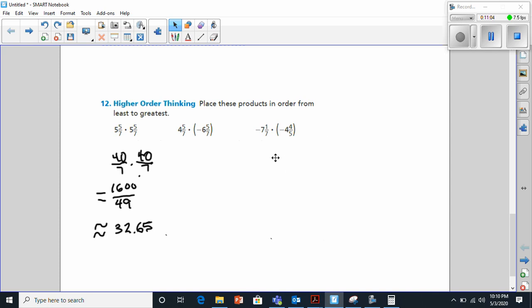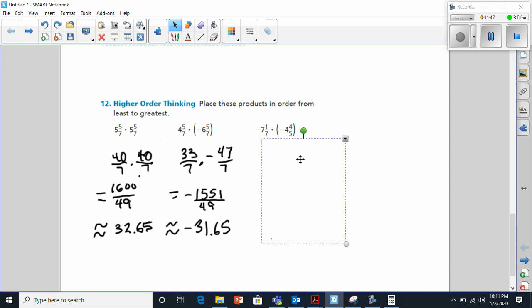Next, when I take the second product, we realize we have 4 times 7, which is 28. 28 plus 5 gives us 33 over 7. And since it's a negative number, this will be negative. 6 times 7 is 42. 42 plus 5 is 47. So it's negative 47 over 7. 33 times negative 47 is negative 1,551. 7 times 7 is 49. So we take 1,551 divided by 49, and that's going to give us about negative 31.65.